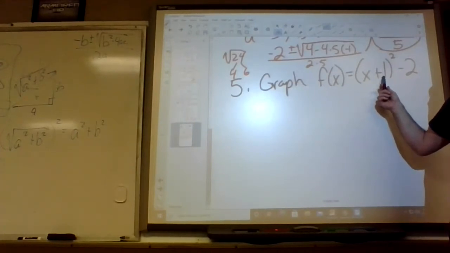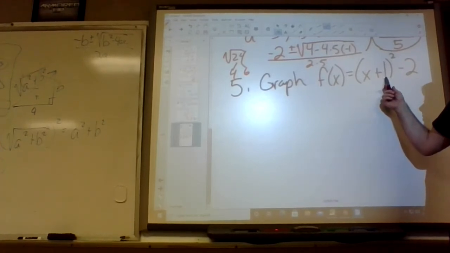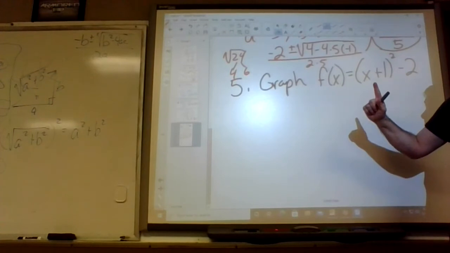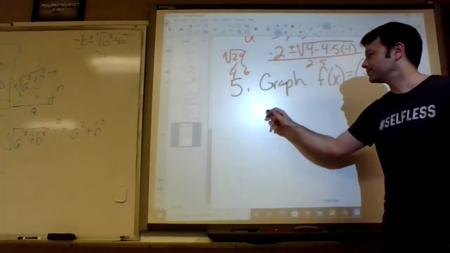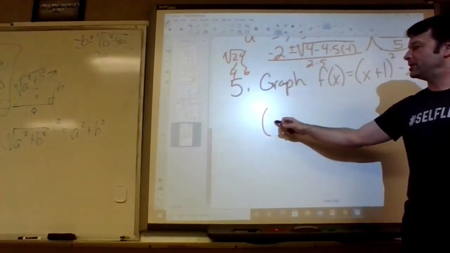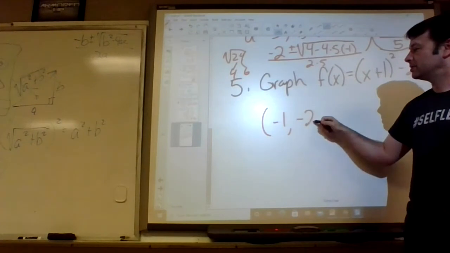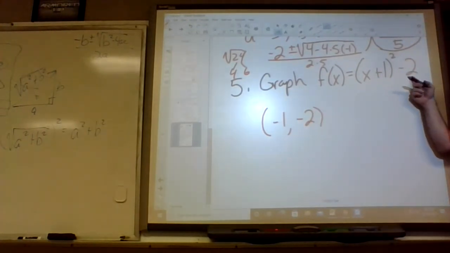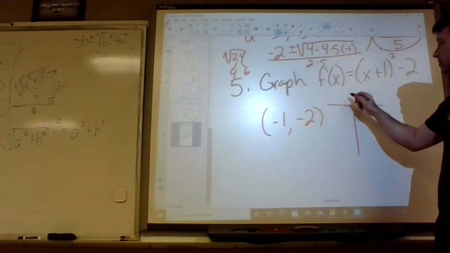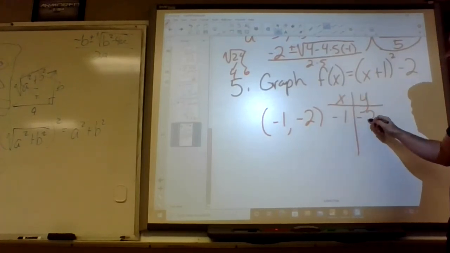Okay, Gracie, where is the vertex for number 5? Isn't that left 1, down 2? Yes. So where would it be then? Negative 1, negative 2. She said left 1, down 2. That's where the vertex is. So when we go to graph it, that's kind of like our starting point. Negative 1, negative 2 is our starting point.